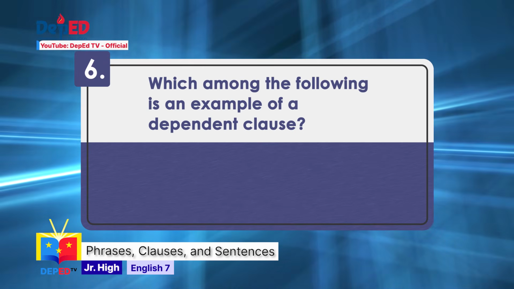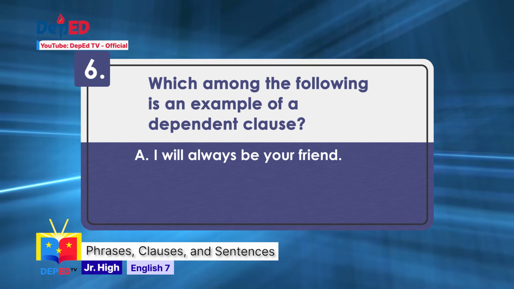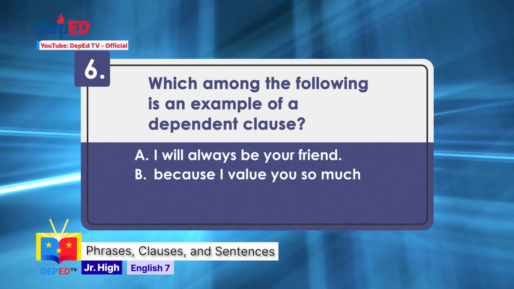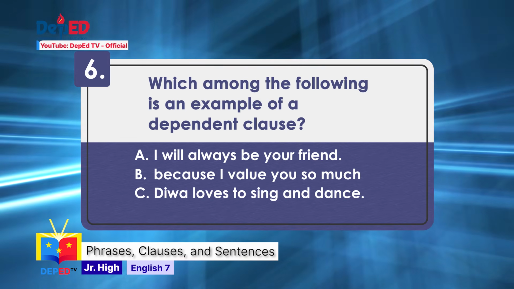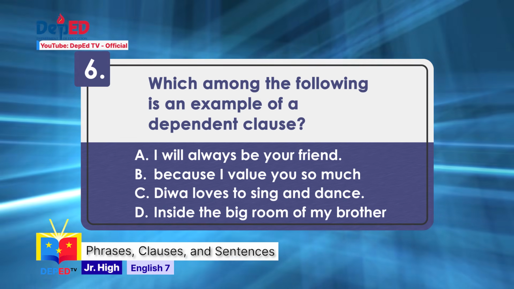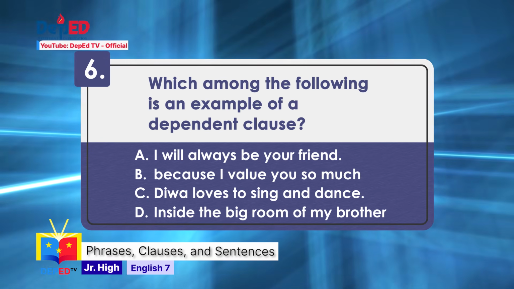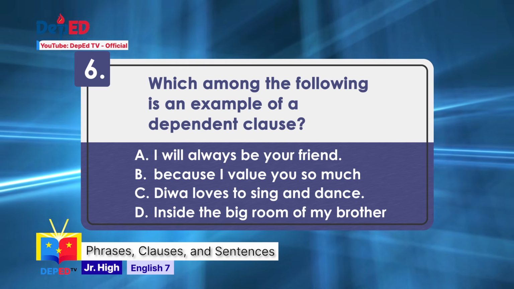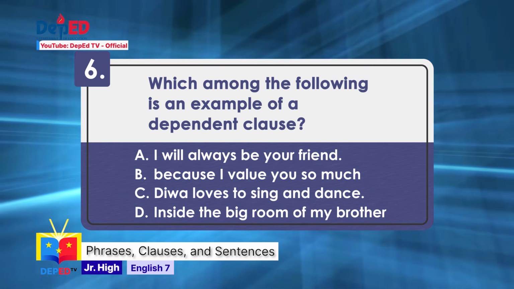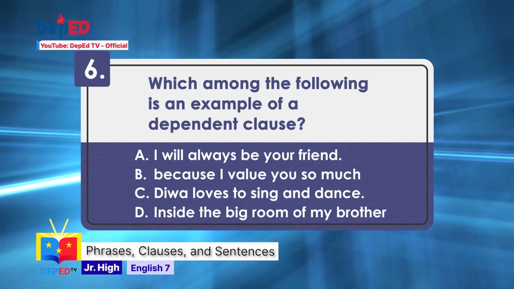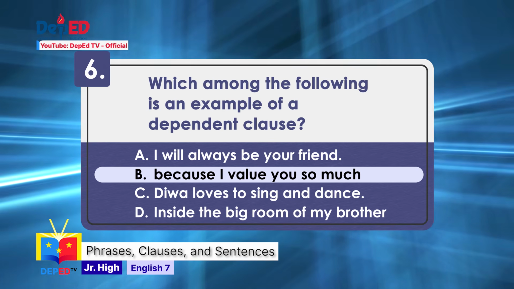Which among the following is an example of a dependent clause? Letter A, I will always be your friend. Letter B, because I value you so much. Letter C, Diwa loves to sing and dance. Or letter D, inside the big room of my brother. Correct. The answer is letter B, because I value you so much.